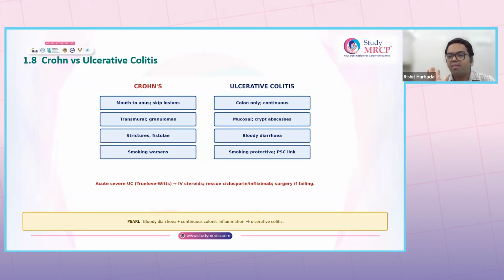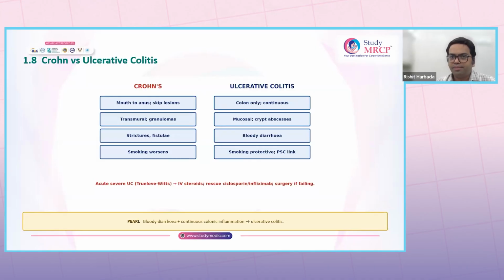Toxic megacolon is a very important complication where the diameter of the colon becomes more than 6 centimeters. IV steroids are the first line therapy which is commonly used. Rescue therapies with the help of infliximab or cyclosporin, and long-standing ulcerative colitis can increase the risk of cancer, which is very, very important.